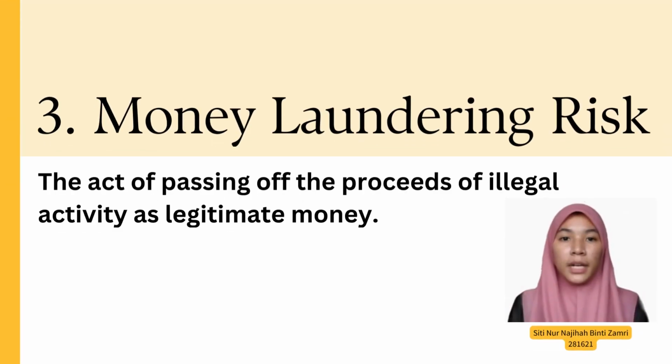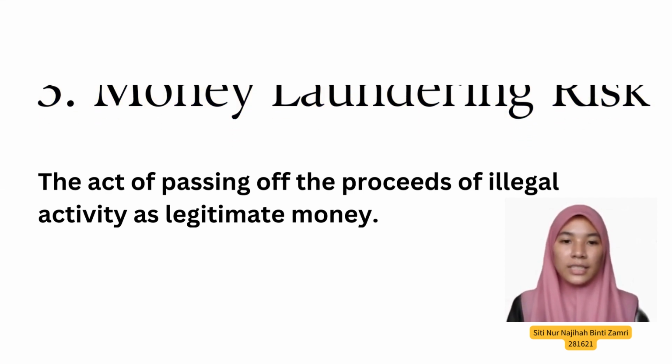The third one is money laundering risk. Money laundering risk is the act of passing off the proceeds of illegal activity as legitimate money. Money laundering risk develops when people or organizations use financial statements to transfer funds obtained through illegal activities, such as drug trafficking or corruption, into the legal financial system. If it is discovered that the bank assisted in money laundering activities, they may suffer financial losses.